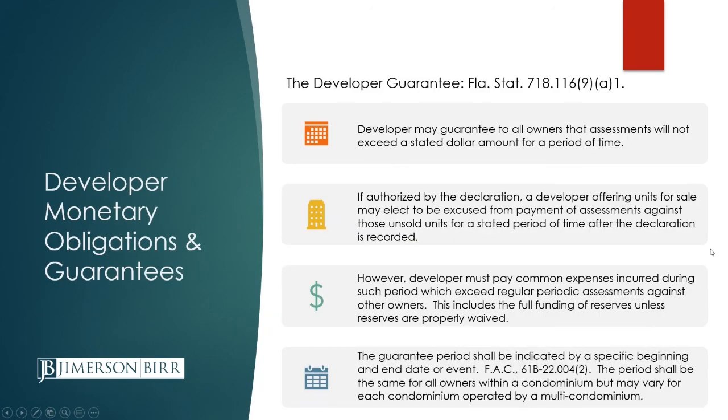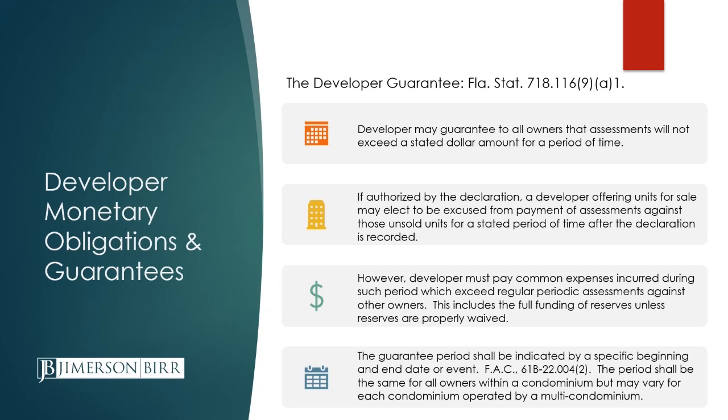So we just talked about deficit funding, and that's called the developer guarantee, and that's governed by statute 718.1169A. And obviously this is in the condominium statute. And so what does this statute say? What does the statute mean? It says that a developer may guarantee to all owners that assessments will not exceed a stated dollar amount for a period of time. So the developer pursuant to the statute can say, hey, look, this is a cap. This is the most your assessments are going to be for X period of time, through turnover, for instance, through a specific date.